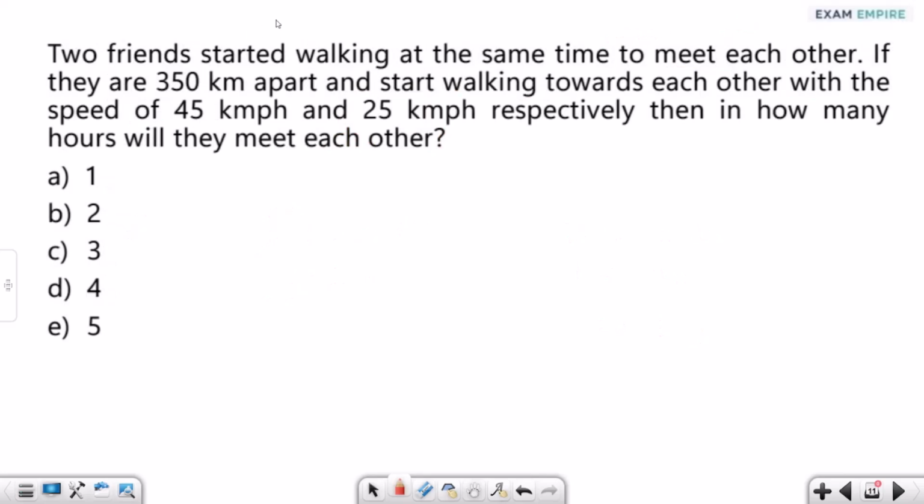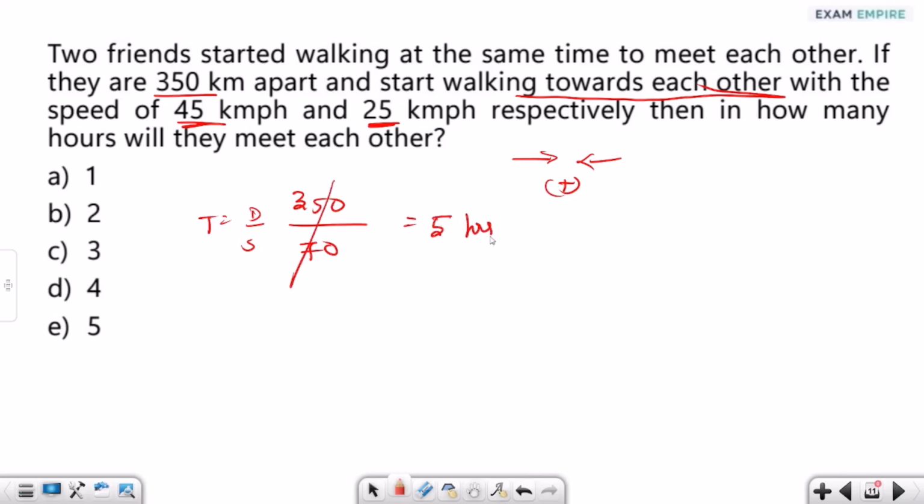Next. Two friends started walking at the same time to meet each other. They are 350 km apart and start walking towards each other at 45 km per hour and 25 km per hour. When two persons are moving in opposite directions, the relative speed is the sum of their speeds. What is 45 plus 25? It is 70. Time taken is distance by speed. Distance is 350 and speed is 70. If I cancel, time will be 5 hours. After how many hours will they meet each other? After 5 hours. Done.